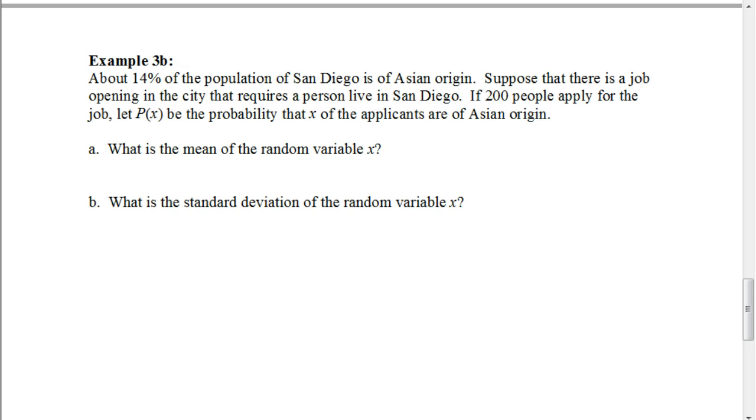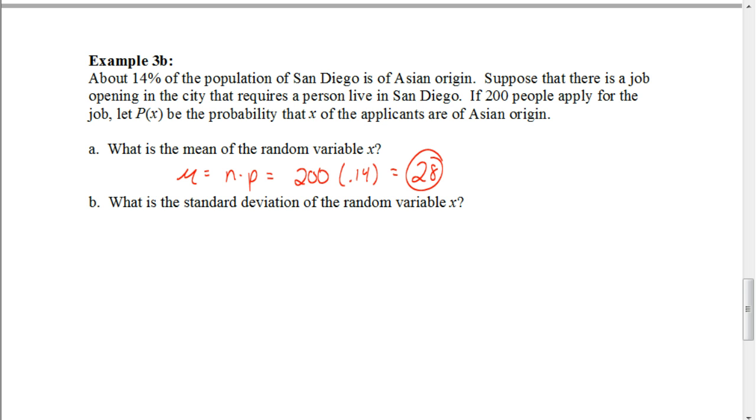So in this case, again, to find the mean, we're going to take the number of trials times the probability of a success. In this case, the probability of a success is going to be 14% or 0.14. And we have 200 applicants. So we would take 200 times 0.14. And when we do that, we get 28. So our answer here would be that the mean number of applicants that are going to be Asian would be 28.